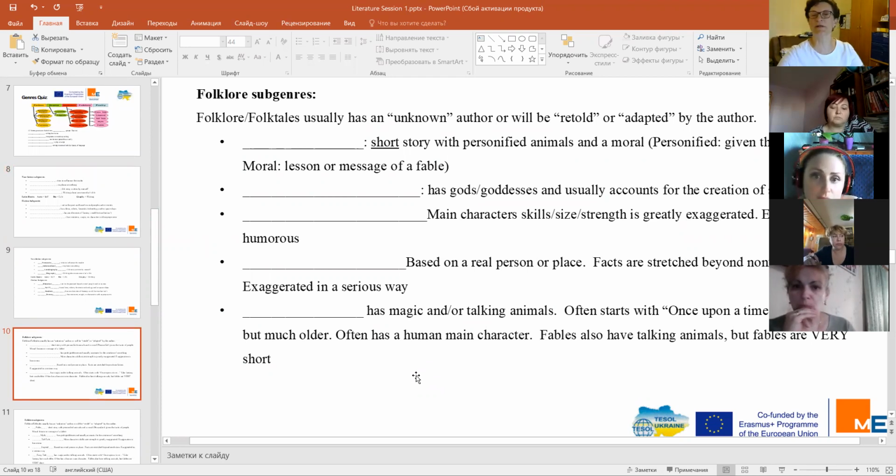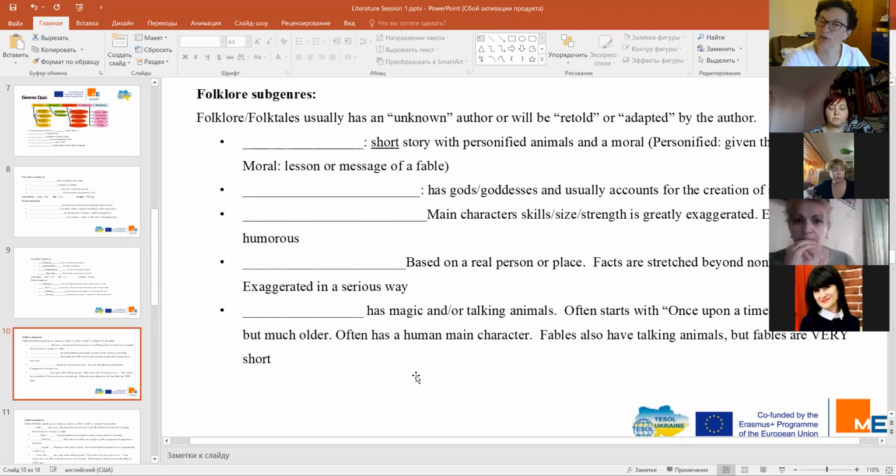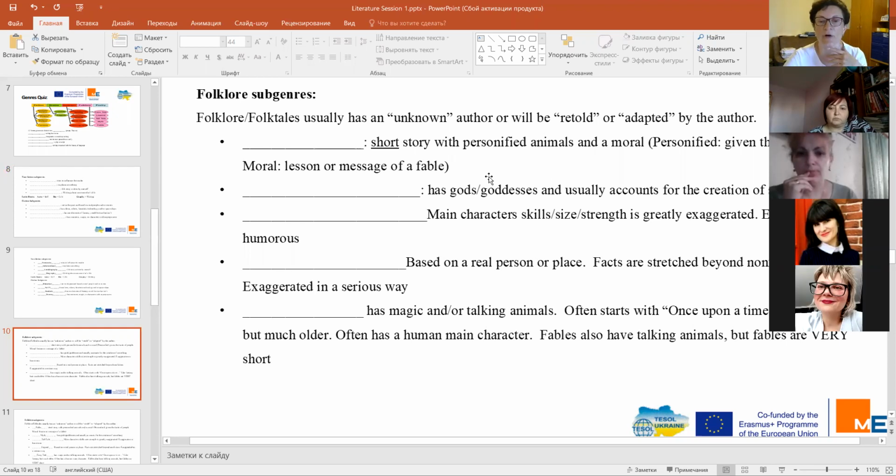So, the last test. A short story with personified animals and a moral. Personification. A short story with personified animals. Fable. It's a fable. Yeah. Gods, goddesses, and accounts for the creation. Myth. Yeah. Main character's strengths or skills are exaggerated, and we learned that they may be humorously exaggerated. Tall tale. Tall tales are about very strong characters.